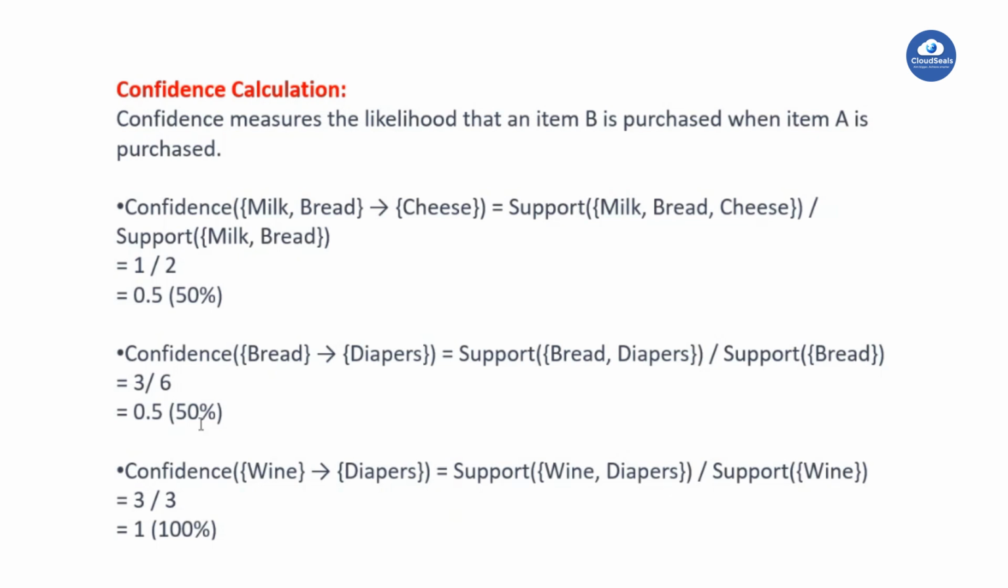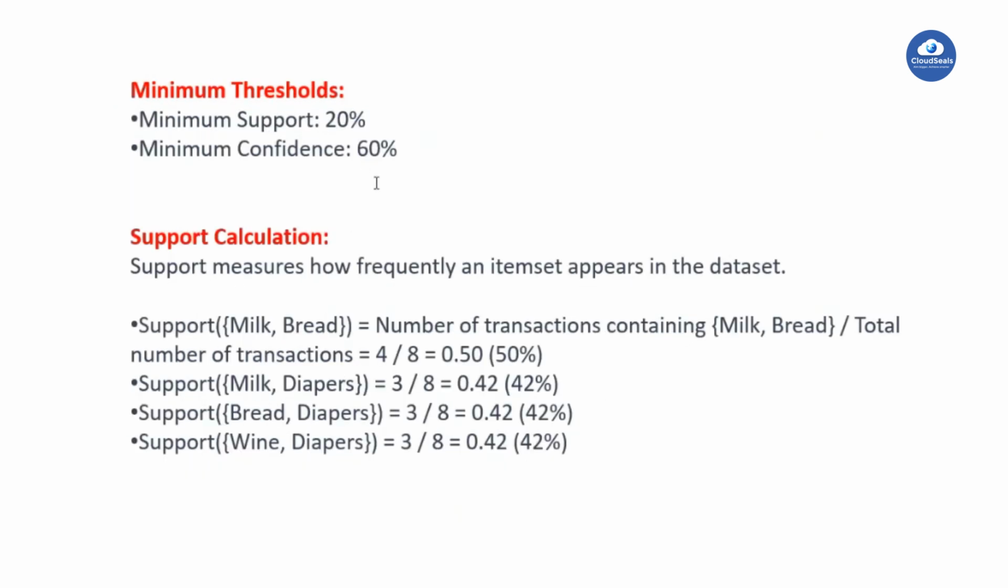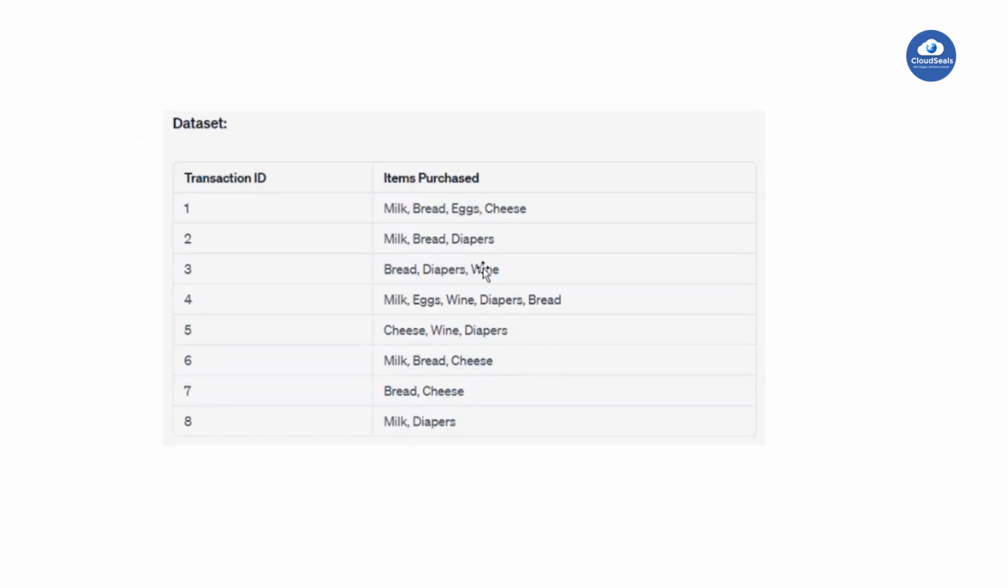Then we come to calculate the wine to diapers again. Like this, we will create a lot of association rules. Whichever association rules reach the minimum confidence and minimum support, we will finalize those association rules. Okay, support of wine. How many times is wine present? 1, 2, 3. Only 3. With the combination of diapers, that many times they bought the wine.